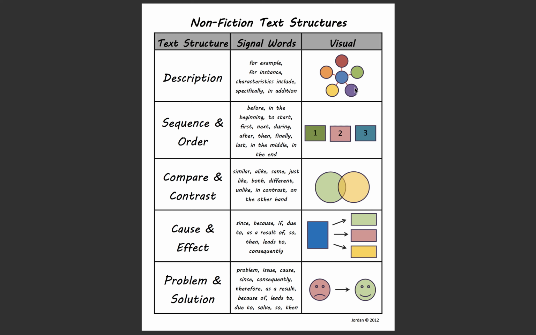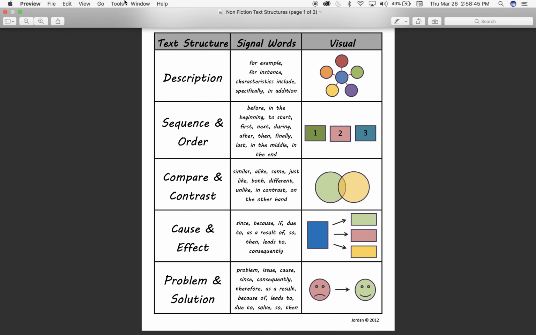Our second text structure we're going to focus on, and this one is super important when we read about history, is called sequence and order. Another word is chronological. This one we've talked a little bit about. I usually picture a timeline, or over here they have a 1, 2, 3. And again, there are signal words that make our brain know that this is sequence, order, or chronological. Those words can be before, in the beginning, to start, first, next, during, after, then, finally, last, in the middle, in the end. And we've talked about this before.